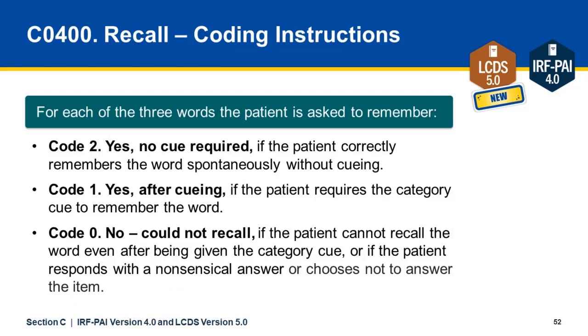So for each of the 3 words that the patient is asked to remember, you will use the following coding guidance. Code 2, yes, no cue required, if the patient correctly remembers the word spontaneously without cueing. Code 1, yes, after cueing, if the patient requires the category cue to remember the word. And code 0, no, could not recall, if the patient cannot recall the word even after being given the category cue, or if the patient responds with a nonsensical answer or chooses not to answer the item.